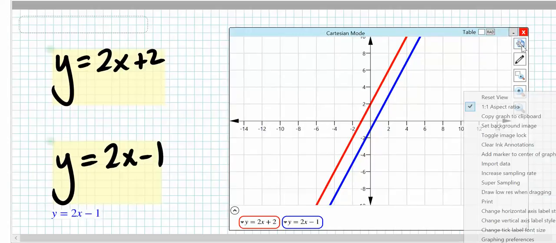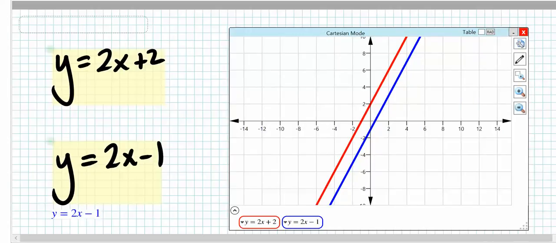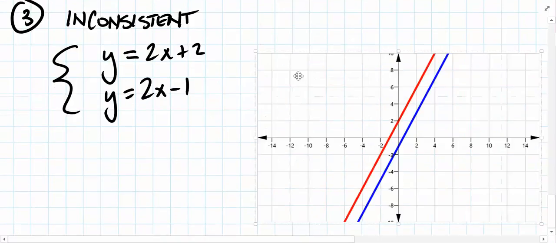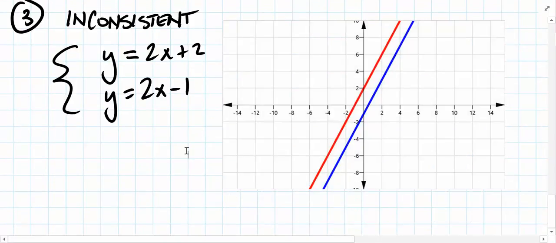Okay, so let's bring it back to our notes and talk about it. Here's our notes. Now, what makes this an inconsistent system? Why is that word used? Because they have no points in common. There's no single point that makes the blue line and the red line equal anywhere in the plane, no matter how far out we move. So that's what makes it an inconsistent system.